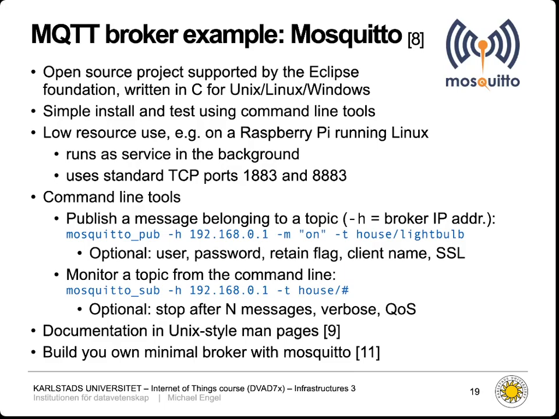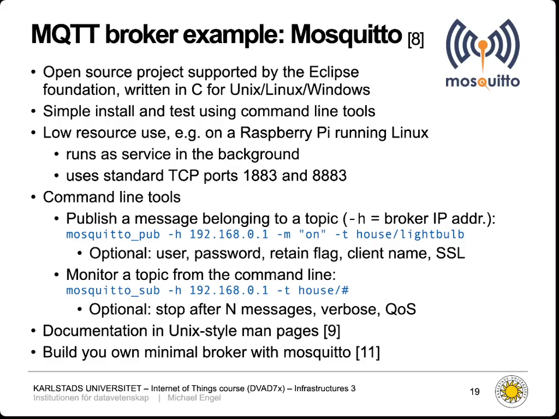And on the other hand, you can also monitor a topic from the command line. So you have another tool called Mosquitto Sub for subscribe. Again, you tell it what address the broker has, and then you can say, for example, you want to subscribe to the topic with -t house/#, so to all the messages about the house that have been published. And there you can also send options like, I only want to have the first n messages, I want to be more verbose, so get more information, and also I want to have a certain quality of service level.